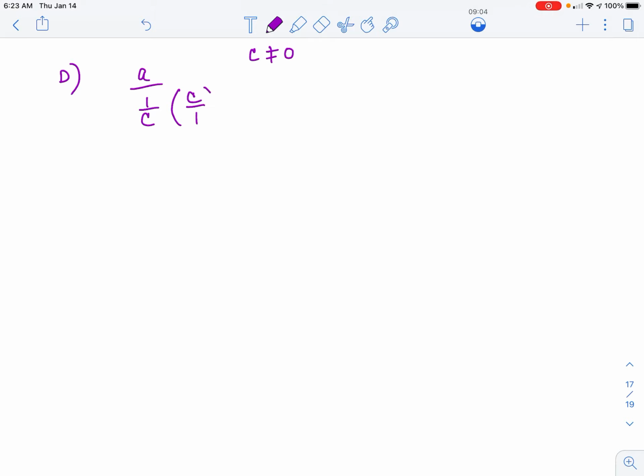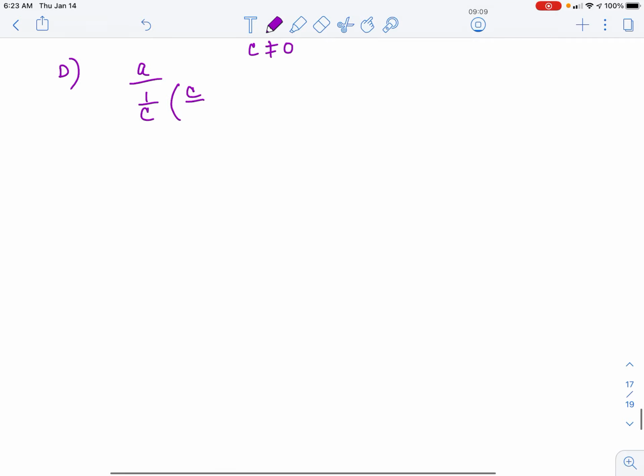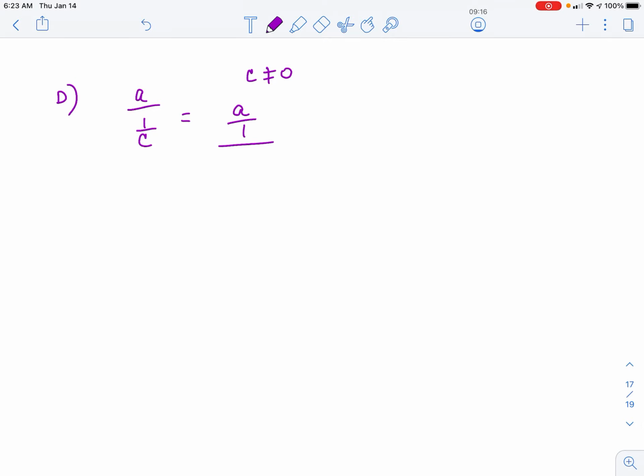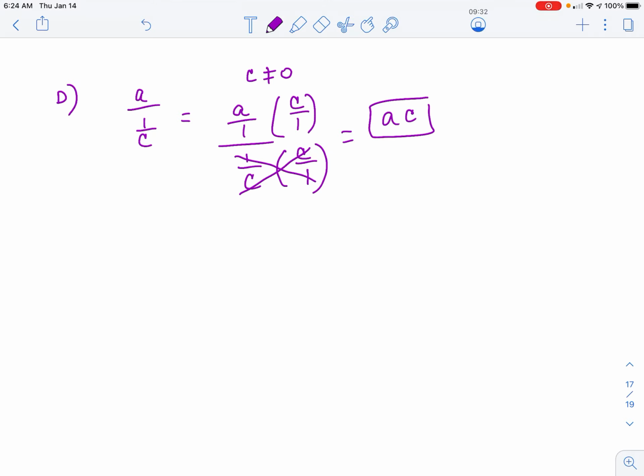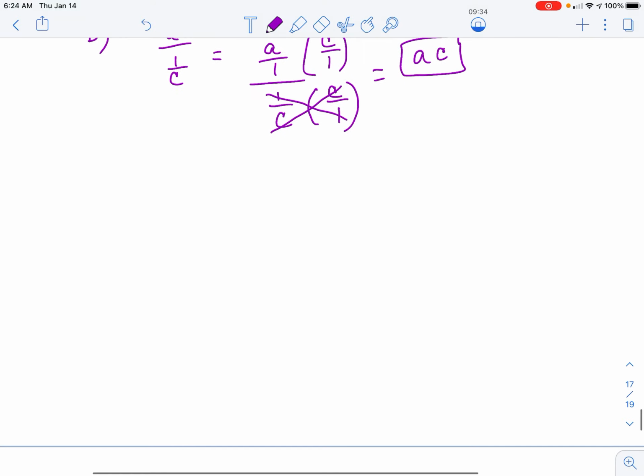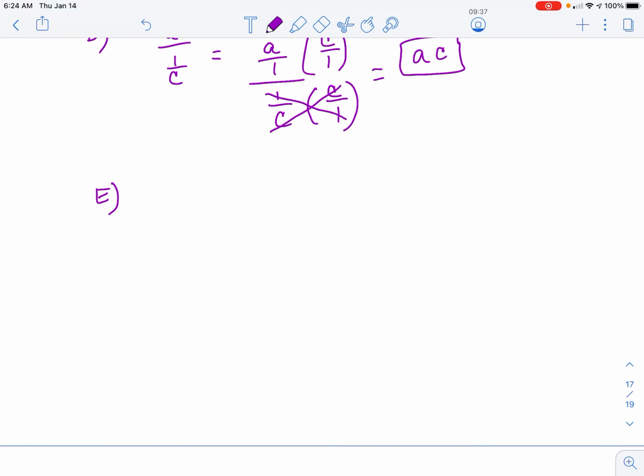All right, so we're going to wipe out our denominator by multiplying. Actually, we want to rewrite this as a over 1 over c, so that we always have two fractions within our complex fraction, because that helps us when we're multiplying to get rid of whatever's in the denominator of this complex fraction. And we end up with a times c, and that's the answer to example D. Let's look at one more, and we'll go back to your notes.